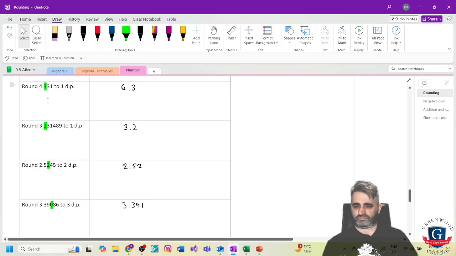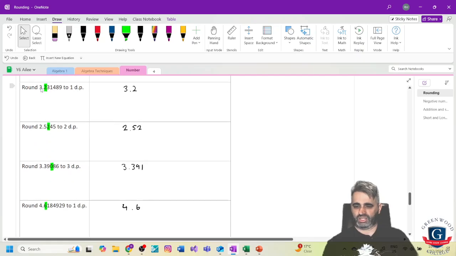4.331. Look at the next digit. It's a 3. Just truncate. Bye-bye. 4.3. 3.23. The next digit is a 3. Just truncate. No need to increase it. 2.52. Next digit is a 4. No need to increase it. Get rid of that.